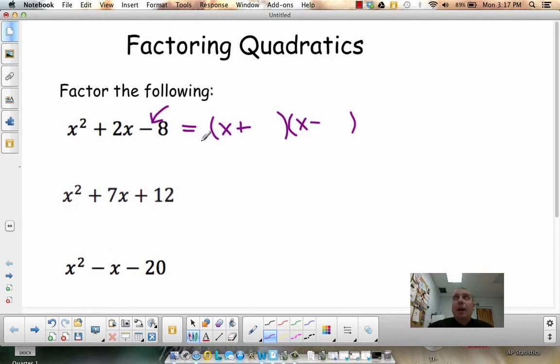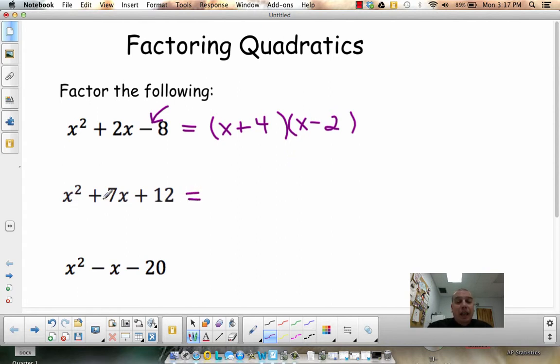So now I've got to think about all the different factors that we have. So what factors of 8 will differ by 2? So go through, you've got 1 times 8, you've got 2 times 4, which, ta-da, there we go, 2 times 4. The larger one is going to be positive. So we put the 4 in here, the 2 in here. And that's it.